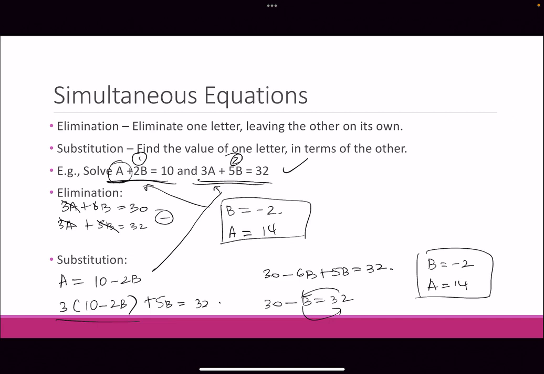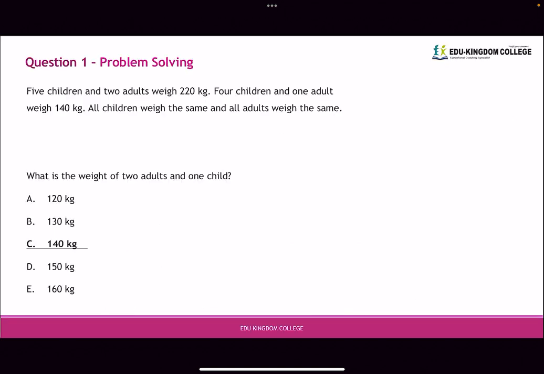Okay, so that is our simultaneous equations. So let's move straight on to the questions now. We're going to start off with a simultaneous equations question. 5 children and 2 adults: 5c plus 2a equals 220. 1 adult plus 4 children: 4c plus 1a equals 140.